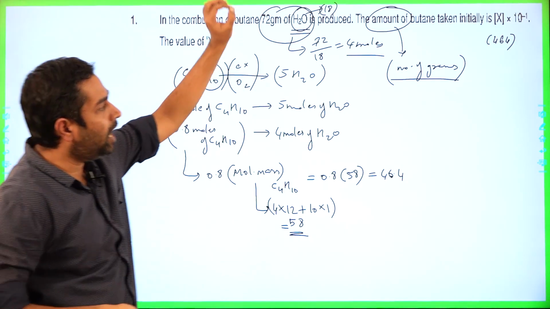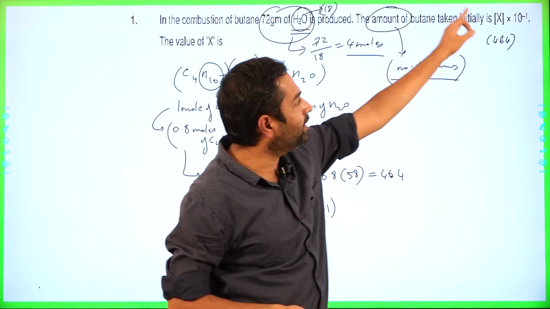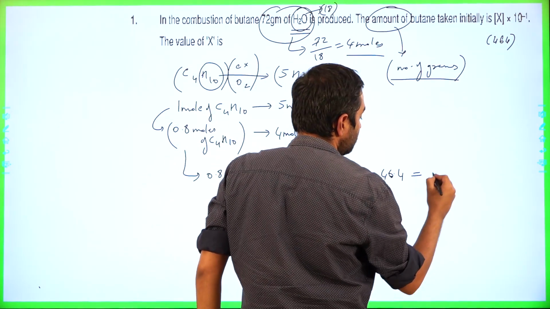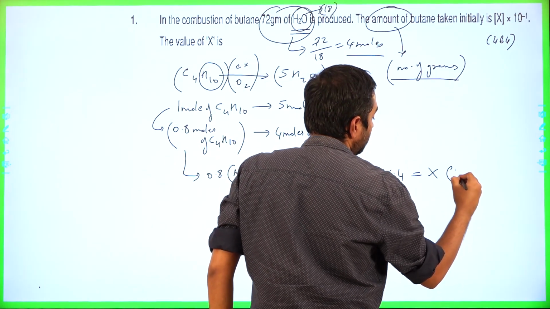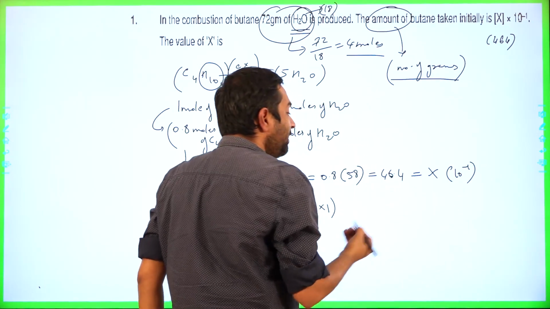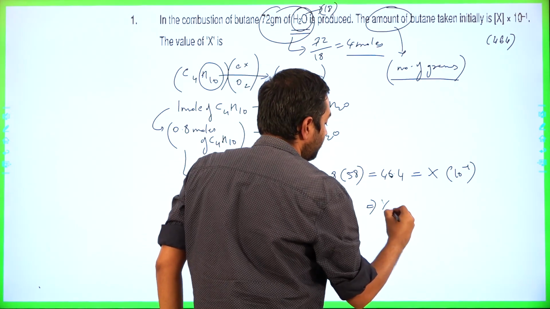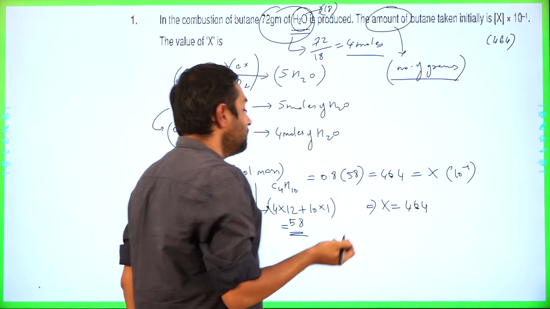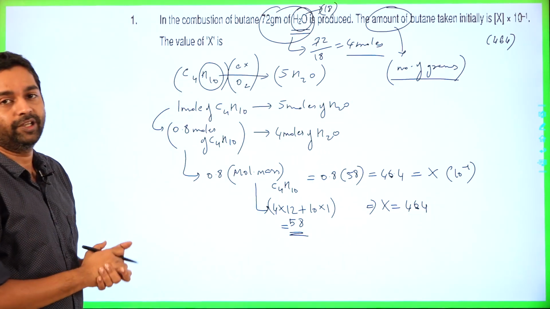They are telling us that the amount of butane is supposed to be written as x into 10 power minus 1. So if it's supposed to be written as that, this is supposed to be equal to x into 10 to the power of minus 1. That means in this case, value of x works out as 464. This is basically going to be your answer for this particular question here.